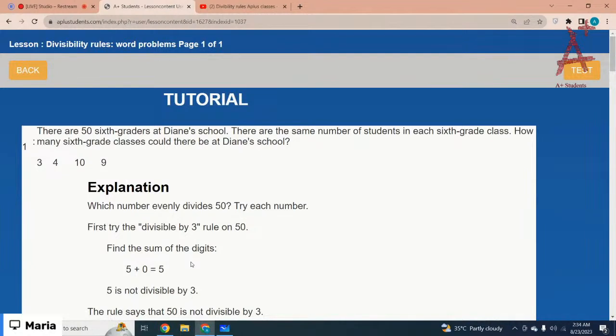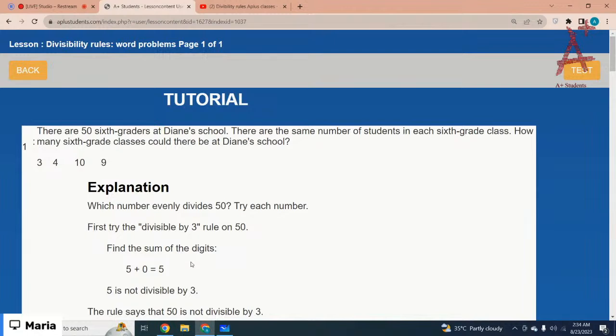There are 50 graders at Dayan's school. There are the same number of students in each sixth grade class. How many grade classes could there be at Dayan's school? We are given four options: 3, 4, 10, and 9. Basically, you just need to apply the divisibility rule. You need to see 50 is divisible by which number, right?